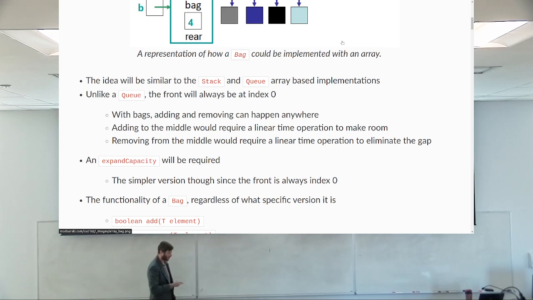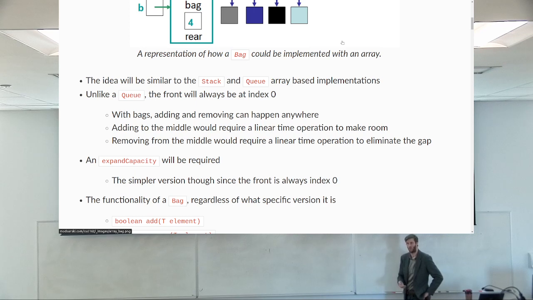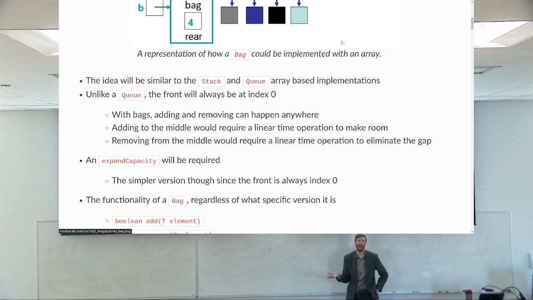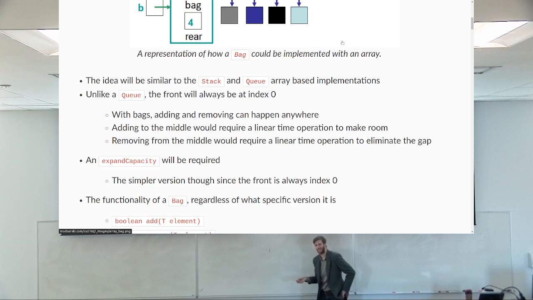So again, with the queue and with the stack, adding always happened at one end. It was always constant time. But with the bag, it's more general, which is great on one hand, but with the ability to add and remove things from arbitrary spots in the bag, the computational complexity is worse. There's no silver bullet here. There's no free lunch. You win some, you lose some.